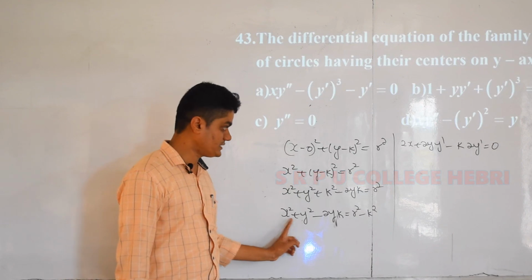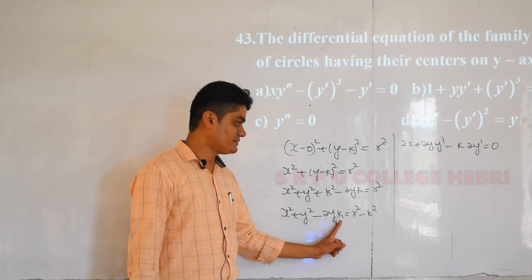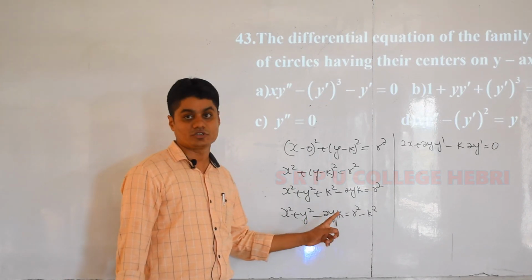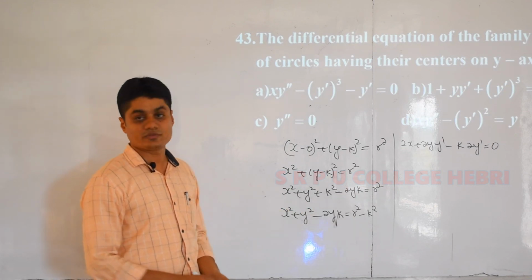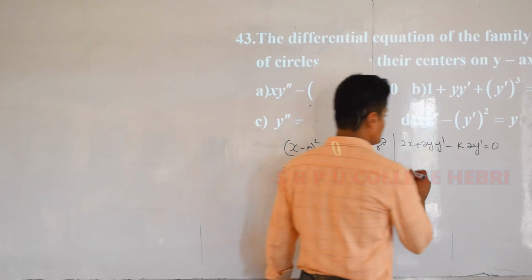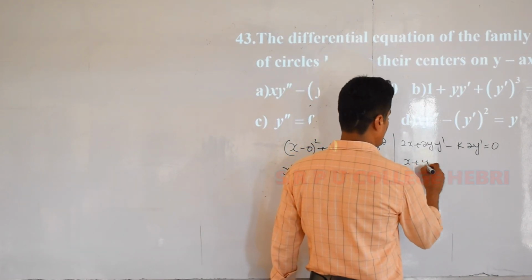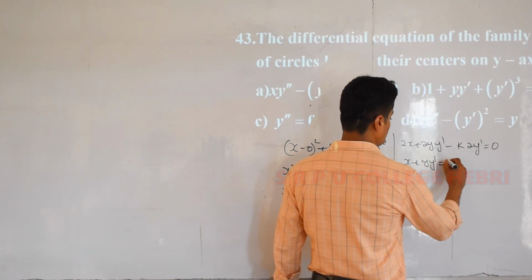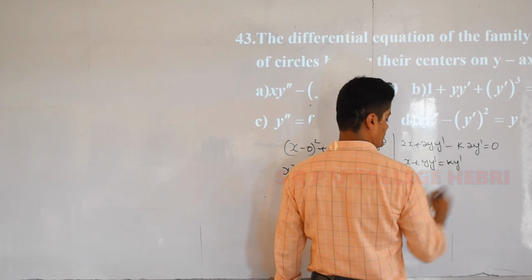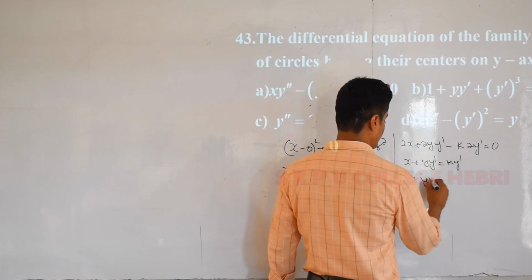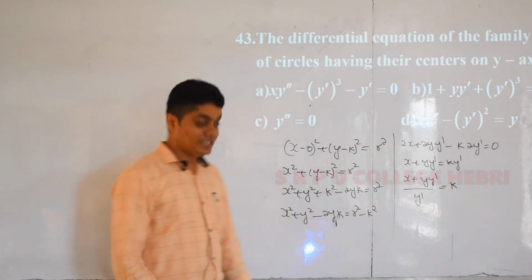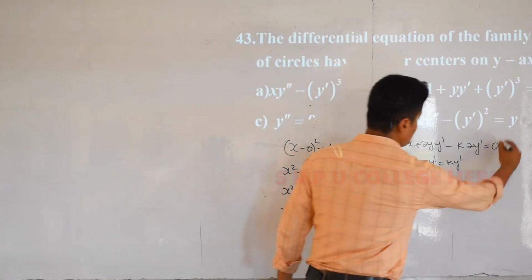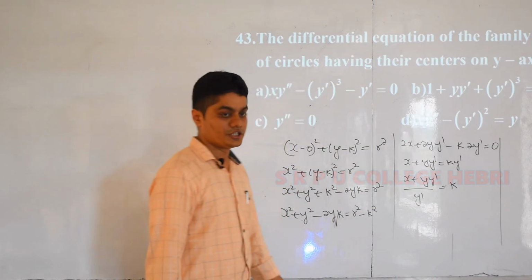Got it? 2x plus 2y into y dash, k is a constant, so k and 2 are also constant: 2k into differentiation of y, which is y dash. r square minus k square is constant, so its differentiation is 0. So 2 cancels. x plus y y dash is equal to k into y dash, right? So (x plus y y dash) by y dash is equal to k. Now differentiate again, using the quotient rule, and you will get the answer.